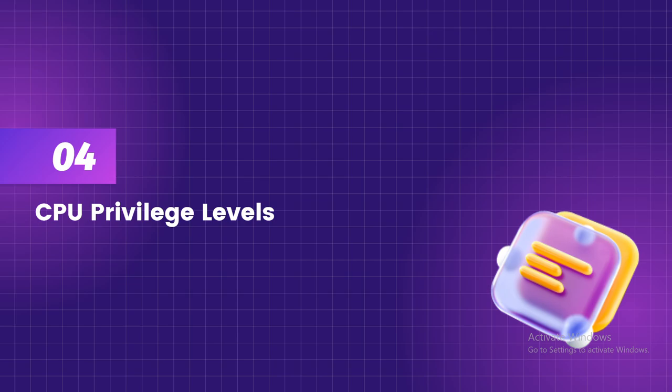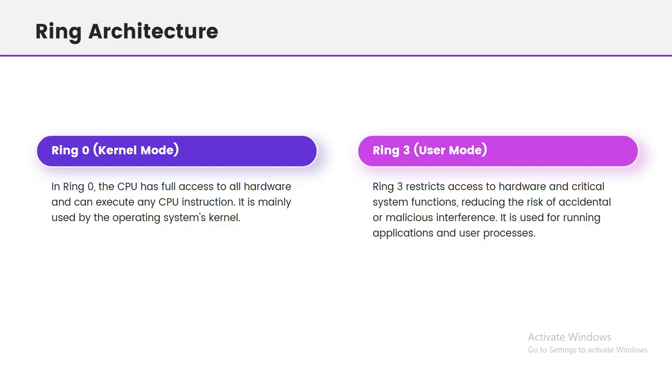Fourth one is CPU privilege levels. Ring 0, kernel mode. In Ring 0, the CPU has full access to all hardware and can execute any CPU instruction. It's mainly used by the operating system kernel. Ring 3, user mode. Ring 3 restricts access to hardware and critical system functions, reducing the risk of accidental or malicious interference. It is used for running applications and user processes.